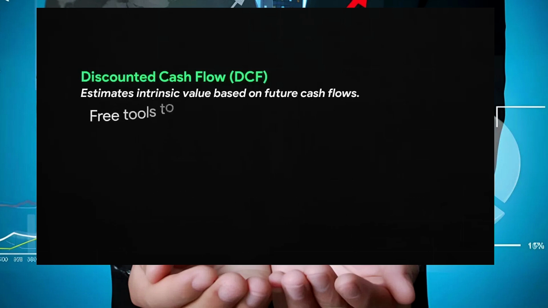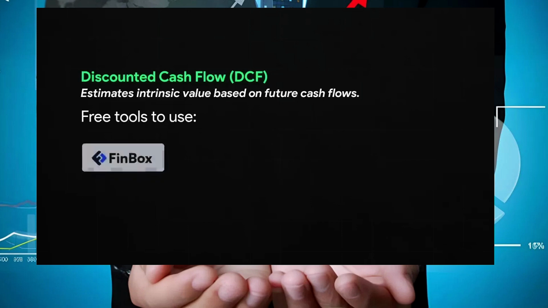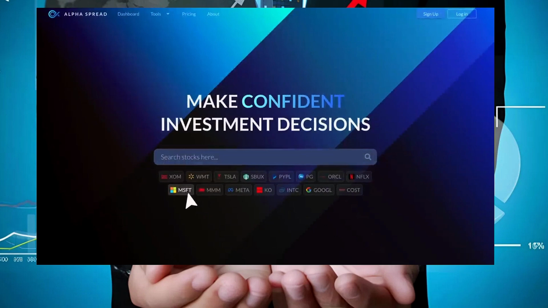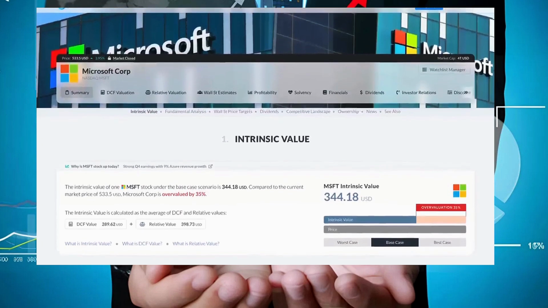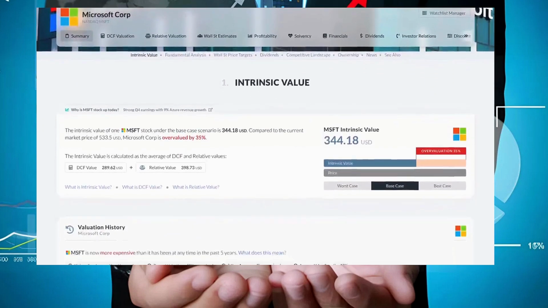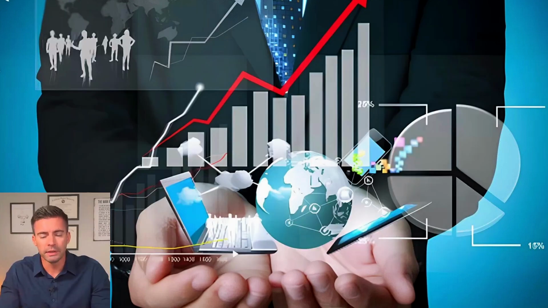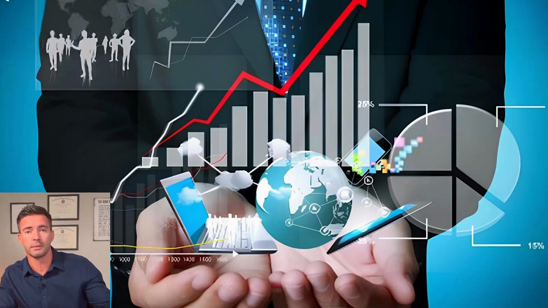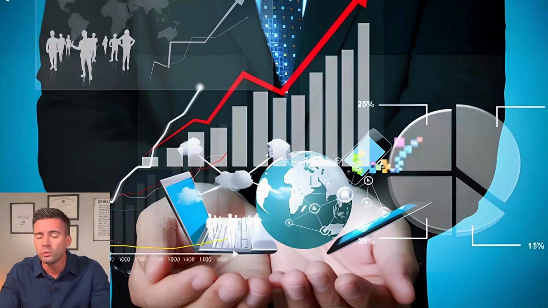A couple of free tools that I like to use come from Finbox or Guru Focus, but Alpha Spread is my favorite. This one's good for qualitative and quantitative risk. It also just shows you the intrinsic value right off the bat. Though please don't just take what some model or some website tells you as this is the intrinsic value or this is the PEG ratio. Make sure and do the actual formula yourself because things change and also sometimes they get it wrong.